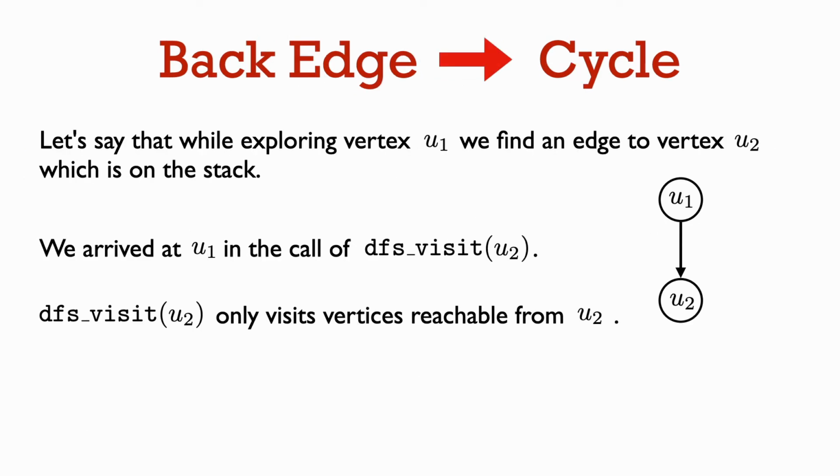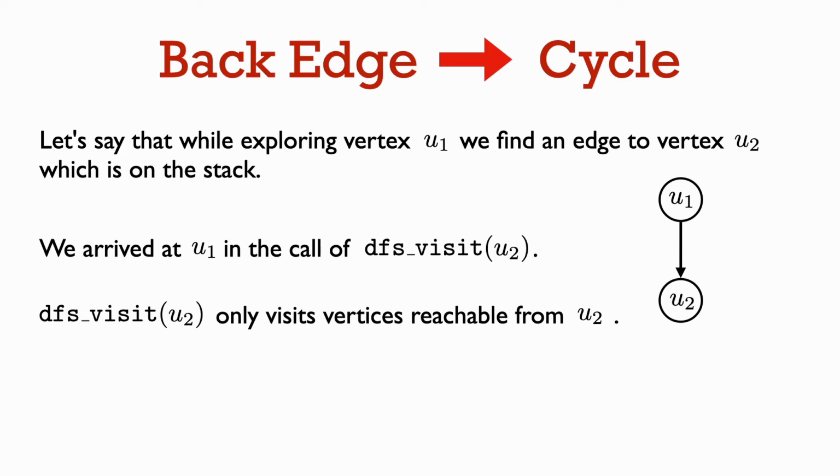Let's first see that if there is a back edge, then there will be a cycle. This is actually the easier direction to show. So let's say there's a back edge. So while exploring some vertex U1, we find an edge to a vertex U2, which is still on the stack. That is, the call to DFS visit on U2 has not yet terminated.